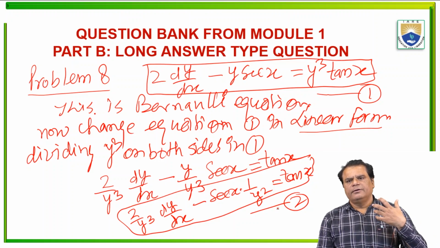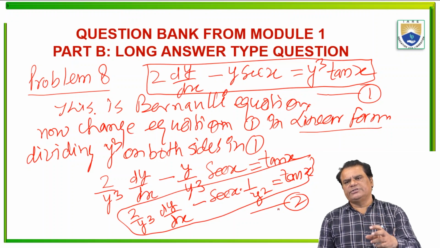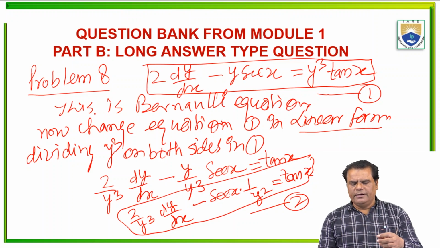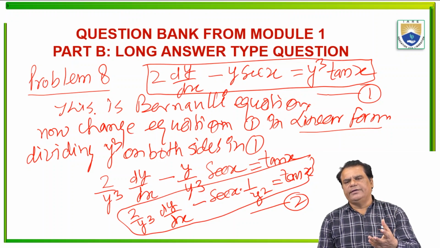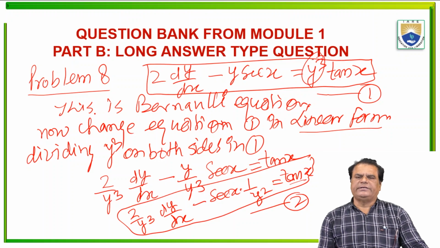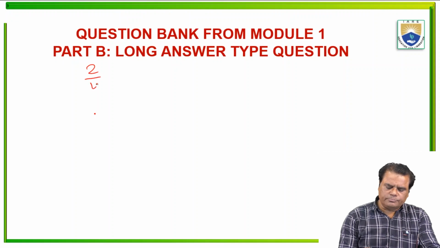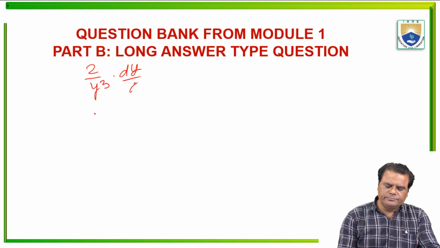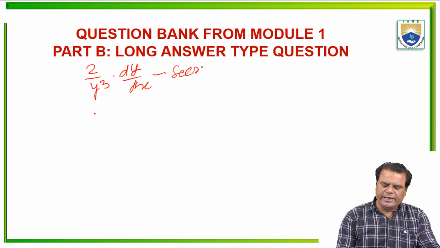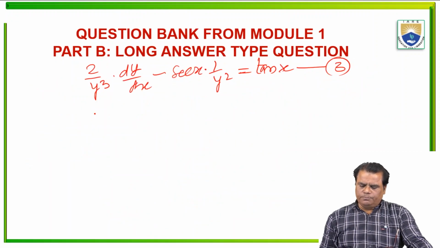We are changing into linear form. In linear form, on the right hand side there should be only a function of x, that is q, and there is not any function of y. If there is any function of y, then you divide by y on both sides. So here is only tan x. We divide by this y cube on both sides. So now 2 upon y cube dy dx minus sec x into 1 upon y square equal to tan x. This is equation 2.